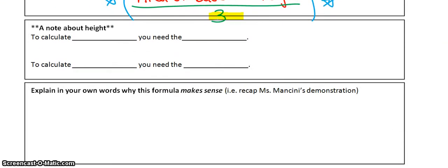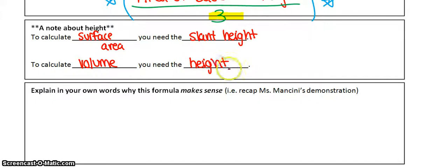Remember a note about height. This is really important, so I'm going to keep repeating it. If you're calculating surface area, you need the slant height because it's on the surface. To calculate volume, you need the normal height, the height that's perpendicular to the base.